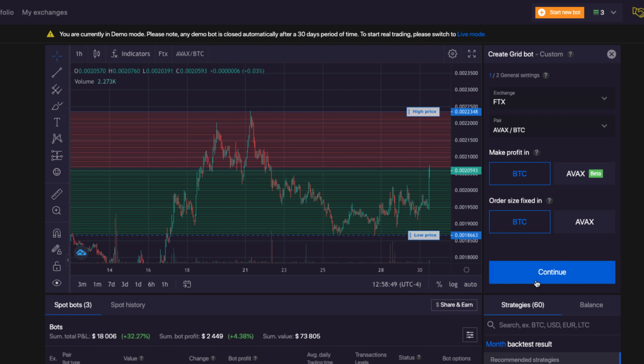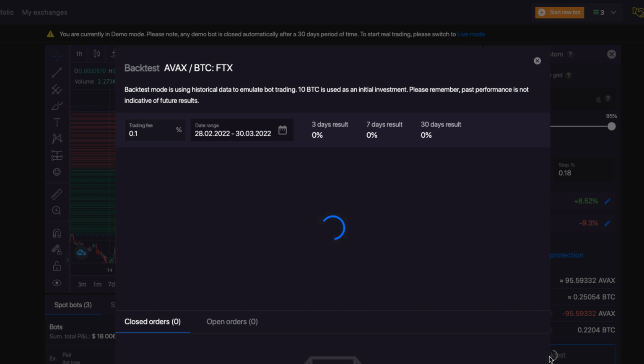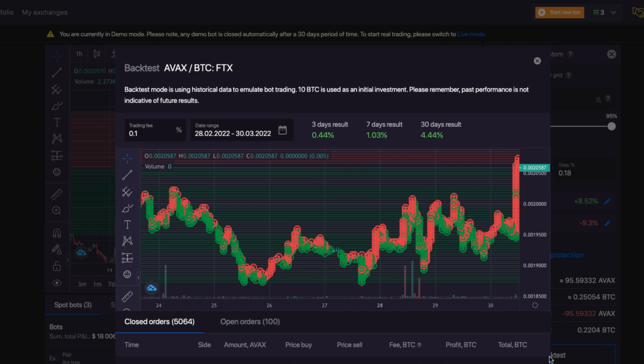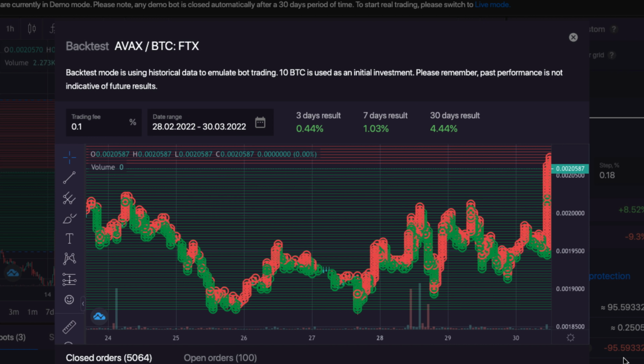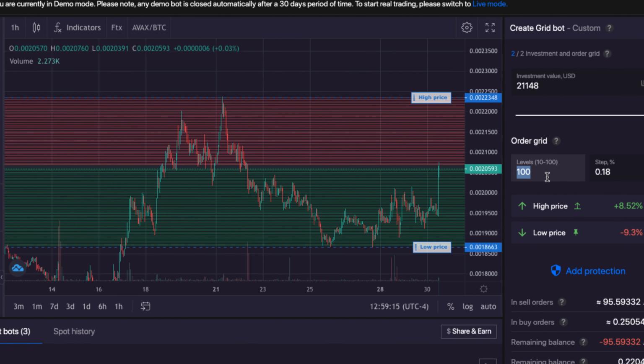Then press Continue. You can then set the amount of levels on your grid in addition to your position size per level. Bitsgap will let you know if any changes need to be made, such as the position percentage line. Then you can run the backtest. And you can see here that the backtest would have yielded almost 4.5% of alpha over the past 30 days.